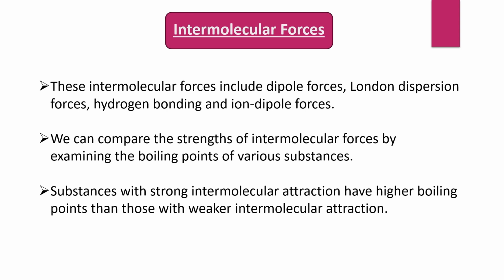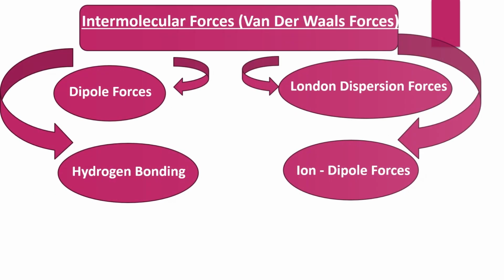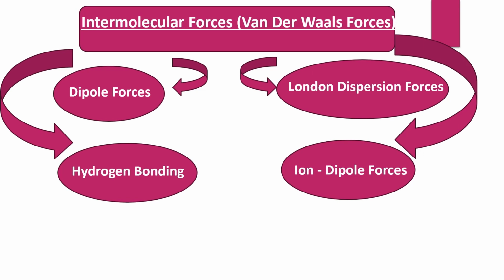These intermolecular forces include dipole forces, London dispersion forces, hydrogen bonding, and ion dipole forces. We can compare the strengths of intermolecular forces by examining the boiling points of various substances. Substances with strong intermolecular attraction have higher boiling points than those with weaker intermolecular attraction. In this video, we will learn about four types of intermolecular forces, or van der Waals forces. These four types are dipole forces, London dispersion forces, hydrogen bonding, and ion dipole forces.